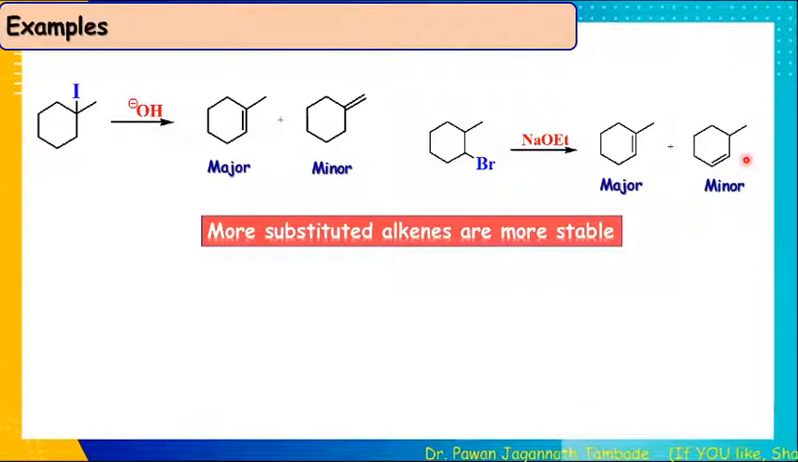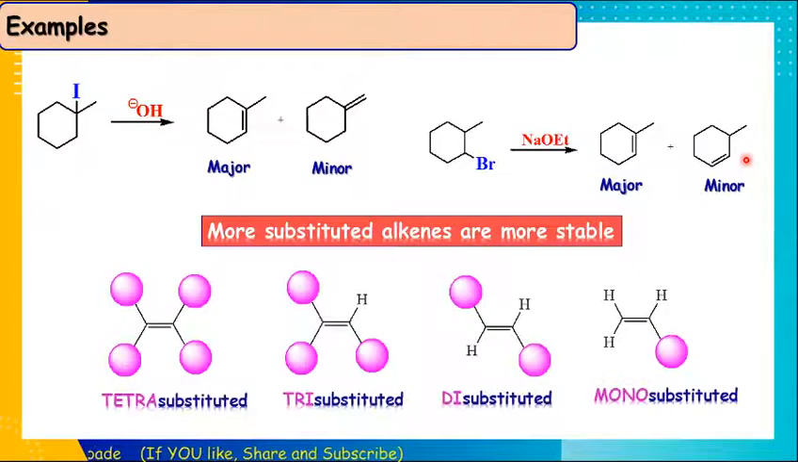So according to Zaitsev, more substituted alkenes are more stable and thus they are the predominant product in beta elimination reactions. Now how do we identify whether the alkene is more substituted or less substituted? For that, look at this graphic. In this case, this is a carbon-carbon double bond and consider these pink balls as substituents. On this carbon-carbon double bond, you can see 4 pink balls, which are 4 substituents. So such an alkene is called a tetra-substituted alkene.